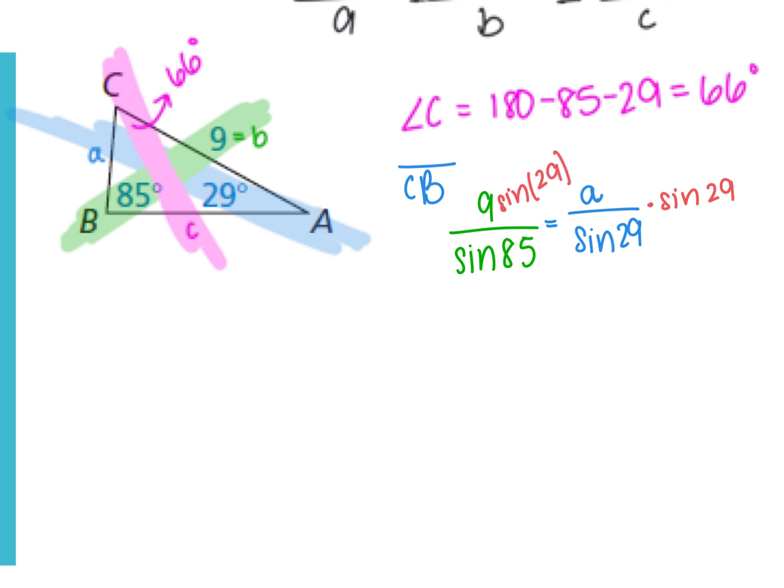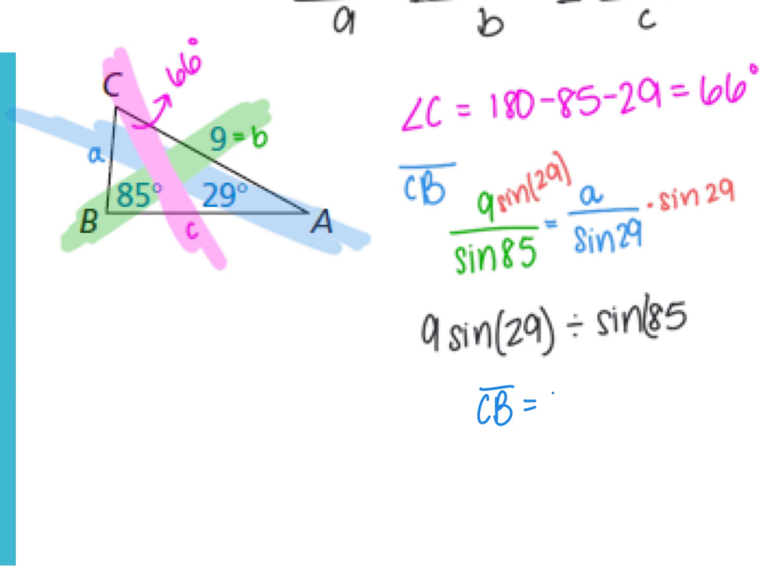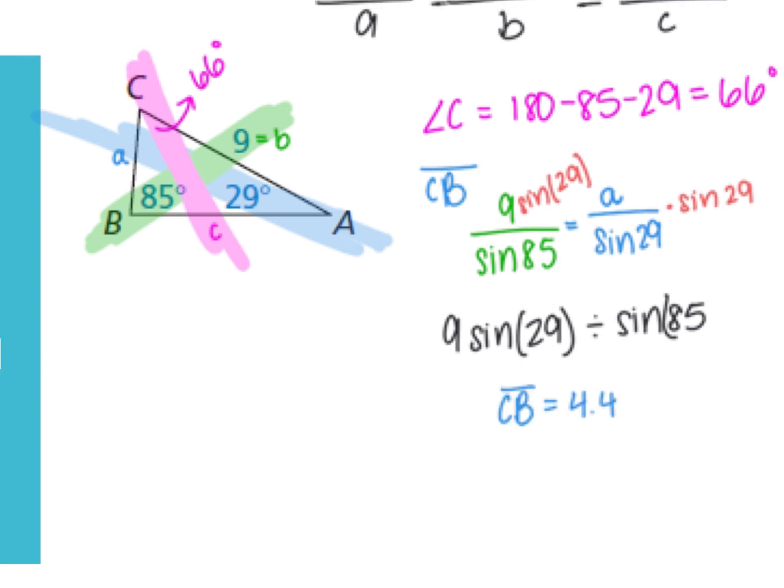Plugging it into your calculator: 9 times sine 29 divided by sine 85. Your answer for side CB equals 4.4.